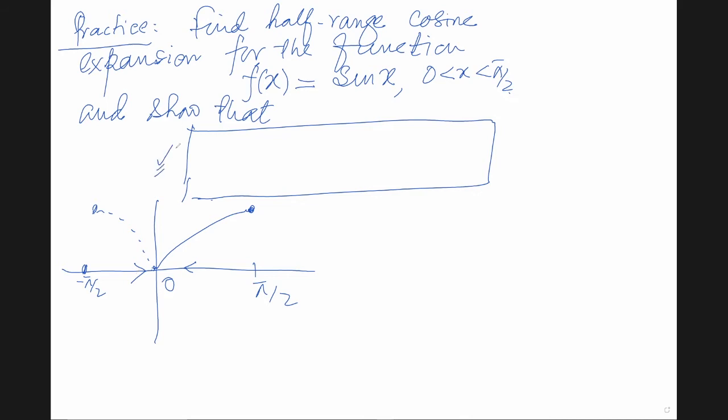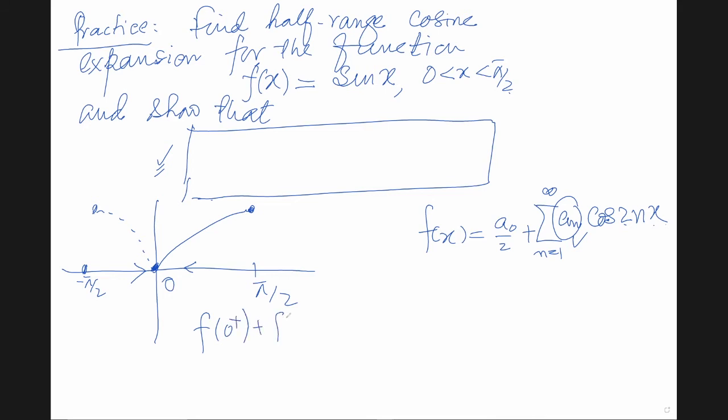Get here, show that. Why do you have to put x equal to 0? Because it is going to be the cosine series. What is that series going to be? a0 over 2 plus summation a n cosine 2nx. Whatever you get here, you will put x equal to 0, and at x equal to 0 the function is discontinuous. So you will have f(0+) plus f(0-) over 2. Fortunately, both values are 0.